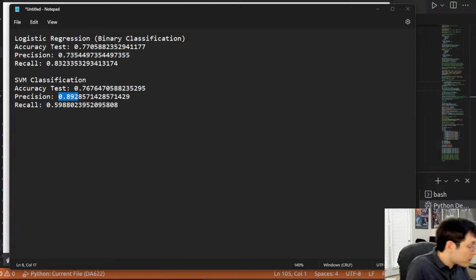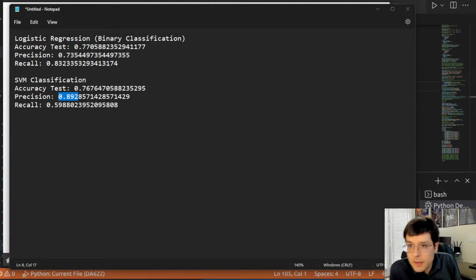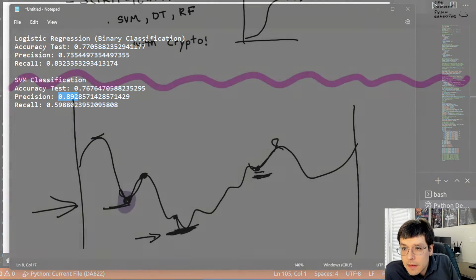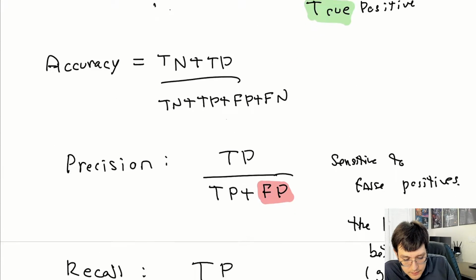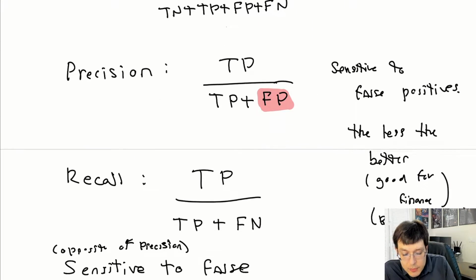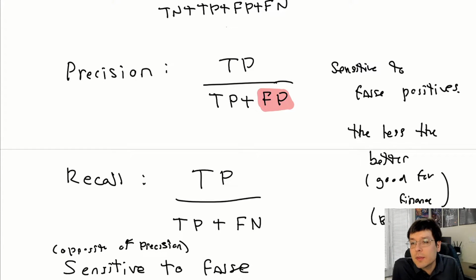And if you remember precision and recall, let me pull that up. Here I have it. So if we go up and look at precision and recall, we can see that precision is going to be true positives divided by true positives plus false positives, right? So the more false positives we have, the lower our precision is. The more false negatives that we have, the lower our recall is.